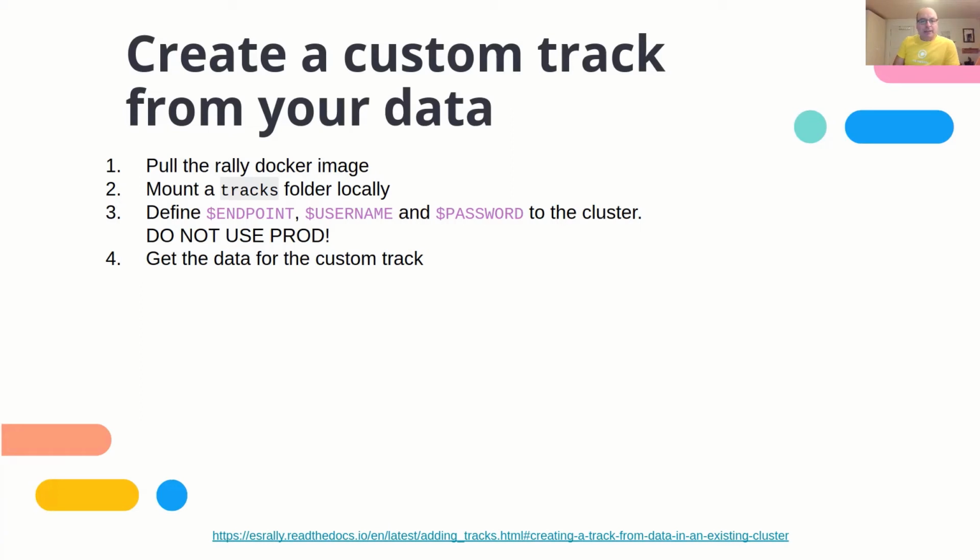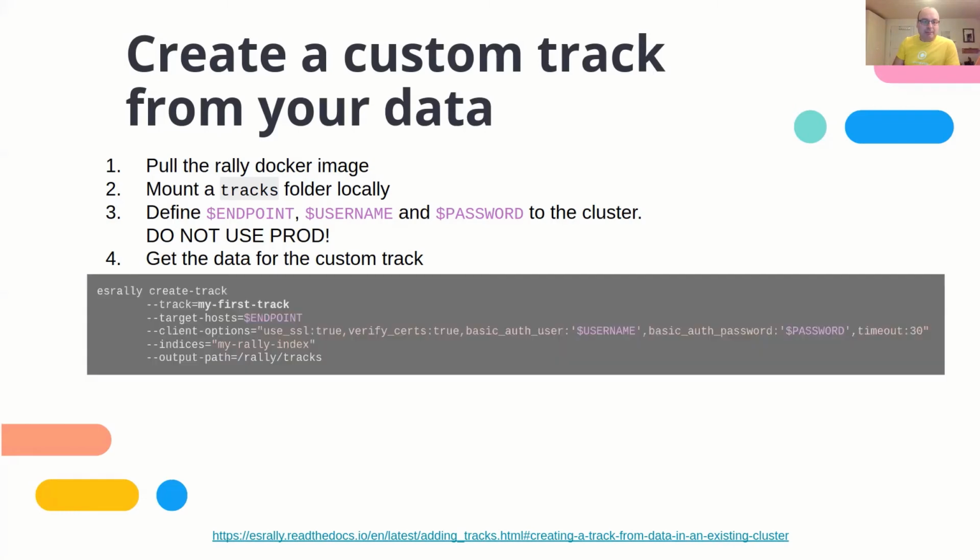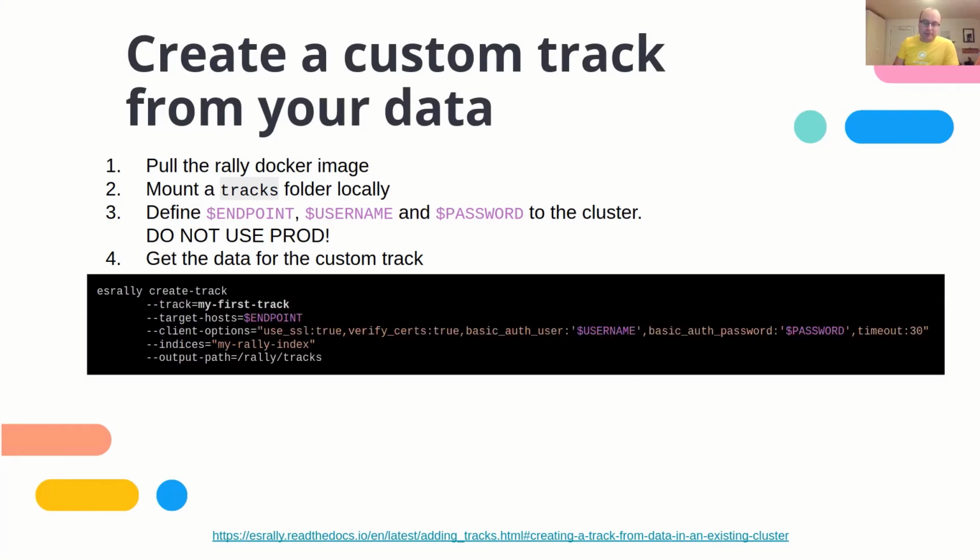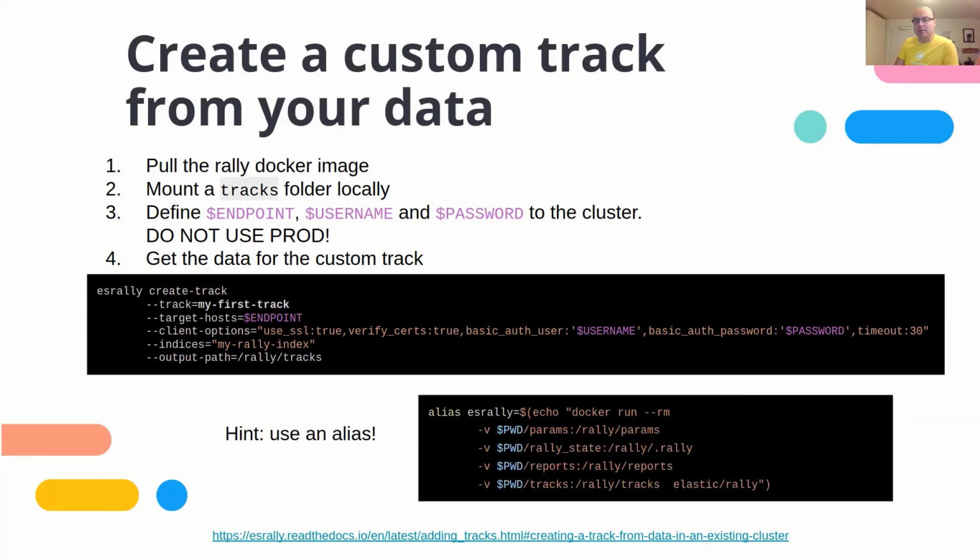The last thing to do to get the data for the custom track, you need to run something like this. esrally, which is the command line version of Rally, create-track, and then you give a reasonable name for the track. You specify the host, which is the endpoint, how to connect to Elastic Cloud, the username and password, and the indices where the data resides. Then you're also going to point to the output path where you will store the track. And since you have mounted the folder to your local drive, it will stay there also. I typically use an alias to do this, to do the correct mappings. There are several other mappings that are important, but I'm not going to talk about them today.